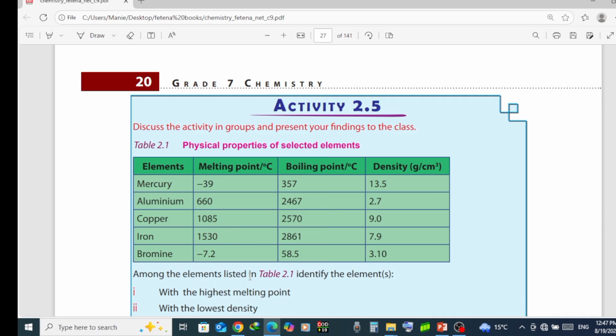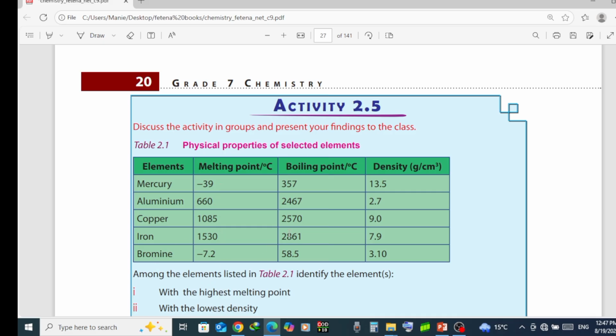Among the elements listed in table 2.1 here, identify the elements. 1. With the highest melting point. This is the melting point column, this is the boiling point column, and this is the density column. Of this melting point column, which one has the highest melting point? Is that mercury, or aluminum, or copper, or iron, or bromine? Yeah, it's obvious. You can see it.